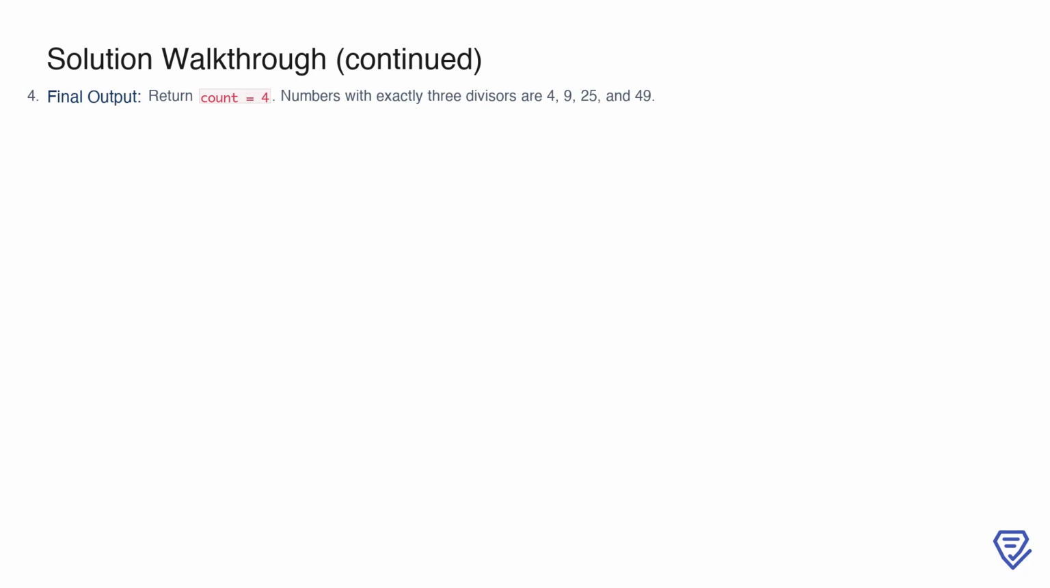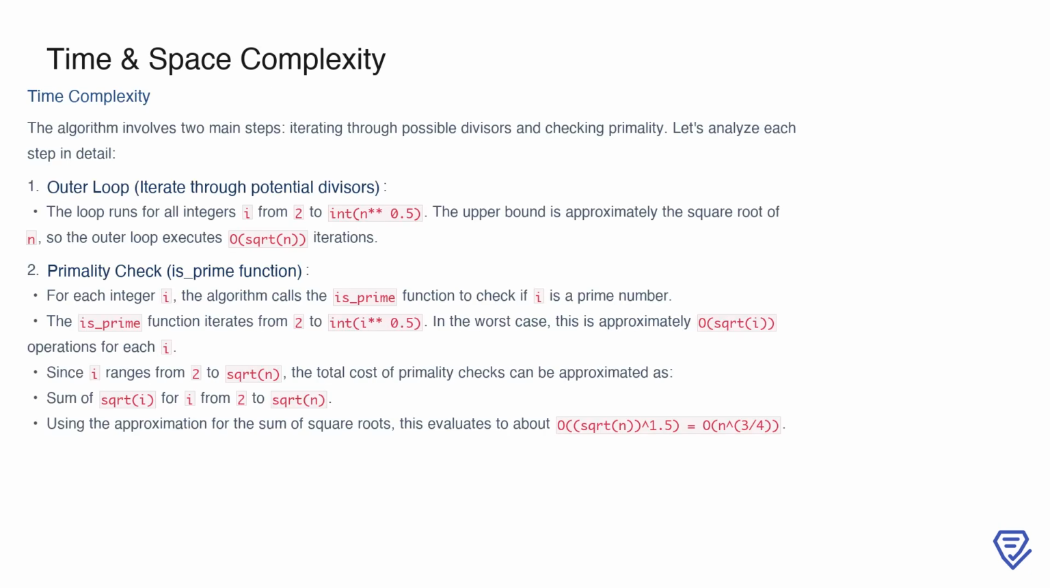At the end of this process, the count is 4, and the numbers with exactly 3 divisors are 4, 9, 25, and 49. This concludes our solution, demonstrating how we determine the count of numbers with 3 divisors up to any given n. To analyze the time complexity of this algorithm, we need to break it into its main steps.